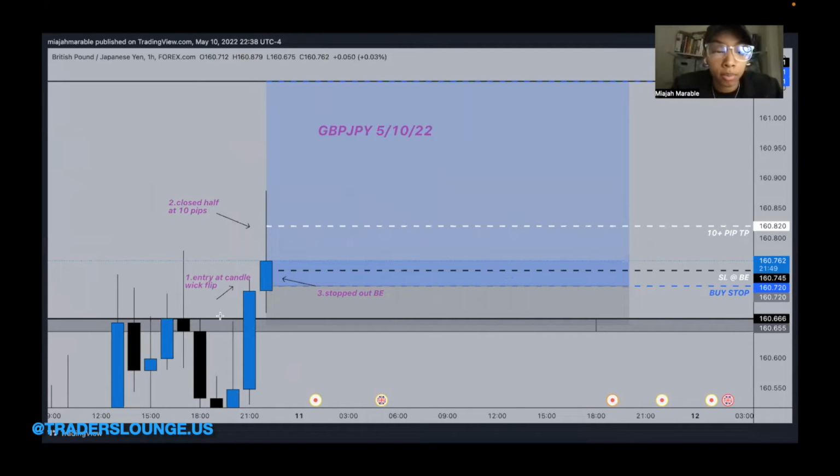Same thing over here. This is on GJ on the 1 hour. I take all my entries on the 15-minute. It depends on what time it is as well, like what part of the hour it is. That will determine if I'm going to take it on the 15-minute or on the 1 hour.